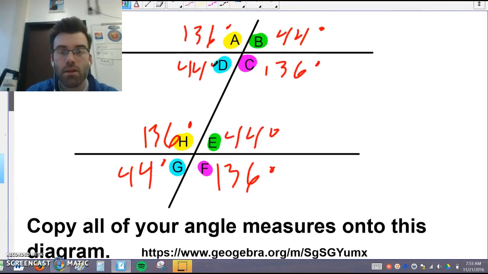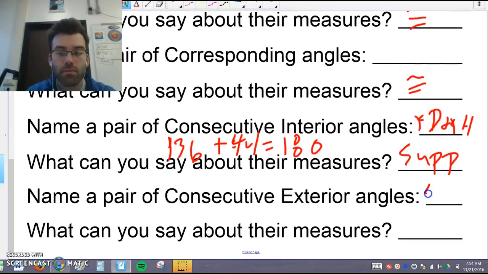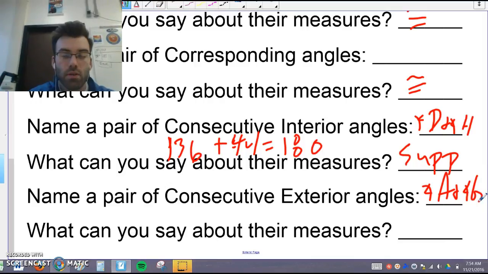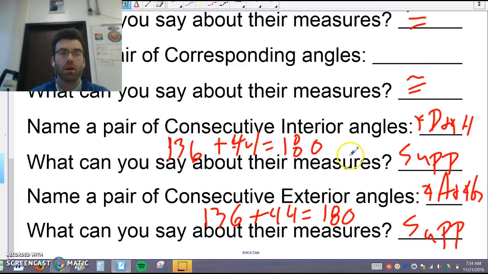What about consecutive exterior, like A and G, B and F? I'm going to write A and G down. That is, again, 136 plus 44, which gives us 180. Holy cow, check it out. They're supplementary as well. And that is it for our 4.5 lesson.